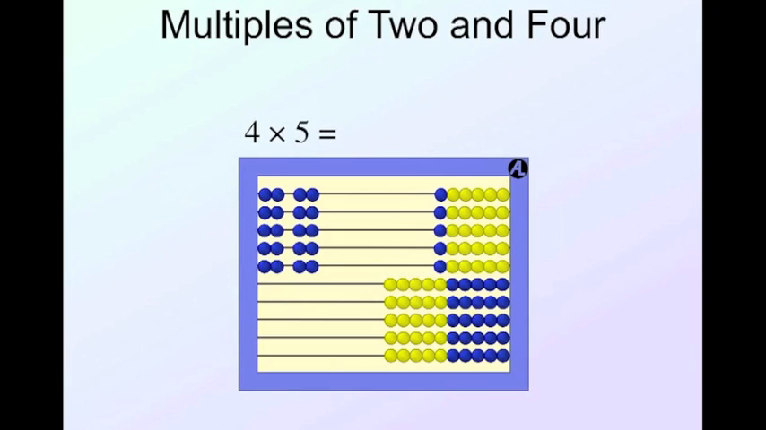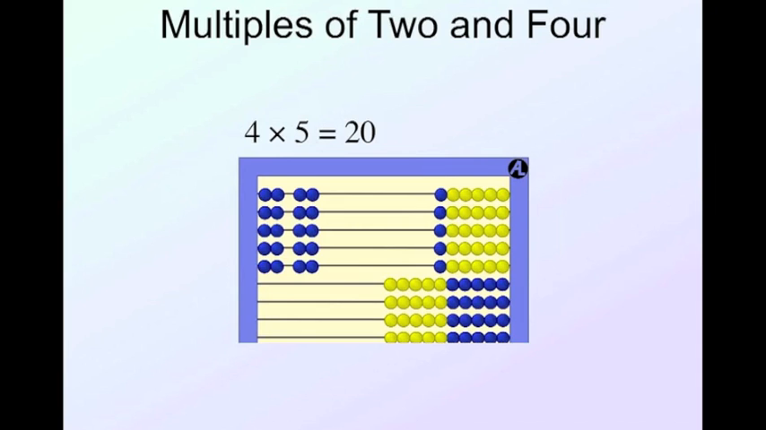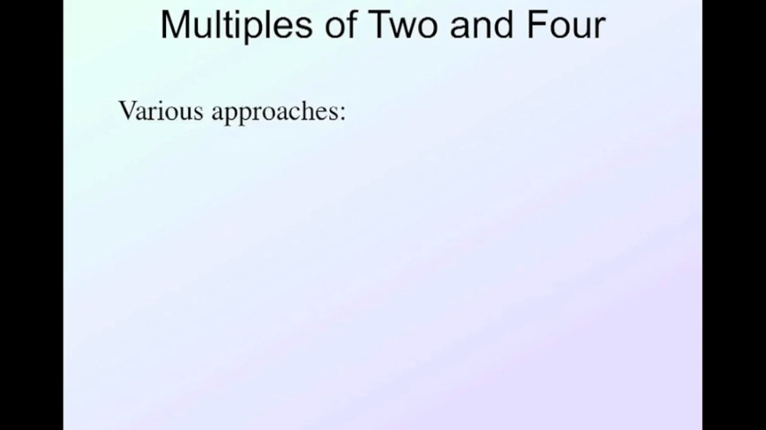4 times 4, using the same separation, I can say that would be 2 times 4 doubled. So 8 times 2 is 16. Or I could say 8 plus 8 is 16. 4 times 5 is 20, and we keep going.